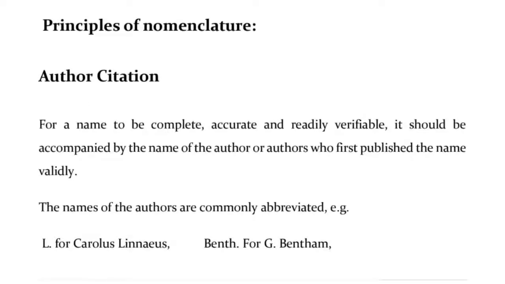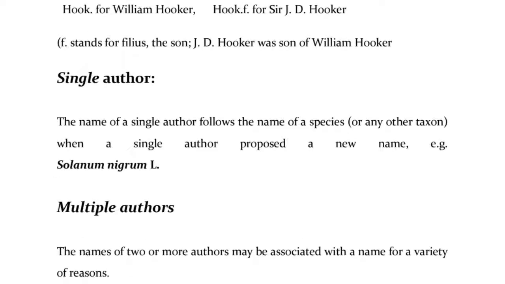Principles of nomenclature. Author's citation. For a name to be complete, accurate, and readily verifiable, it should be accompanied by the name of the author or authors who first published the name validly. The names of the authors are commonly abbreviated, e.g. L. for Carolus Linnaeus, Benth. for G. Bentham, Hook. for William Hooker, Hook. f. for Sir J. D. Hooker. f. stands for filius, the son. J. D. Hooker was son of William Hooker.